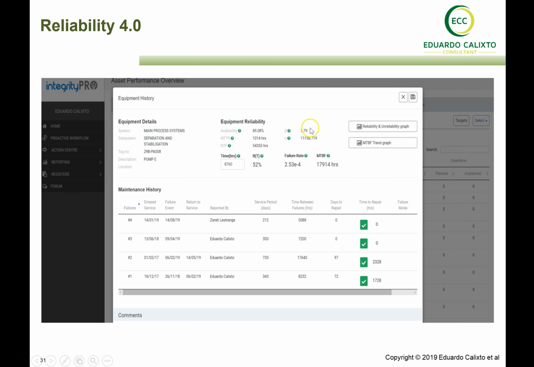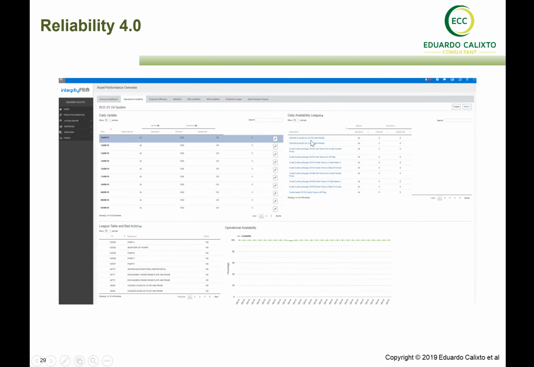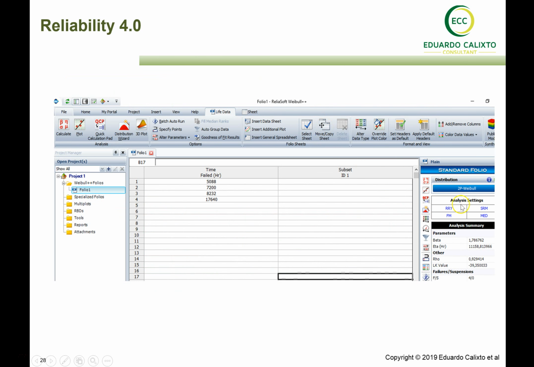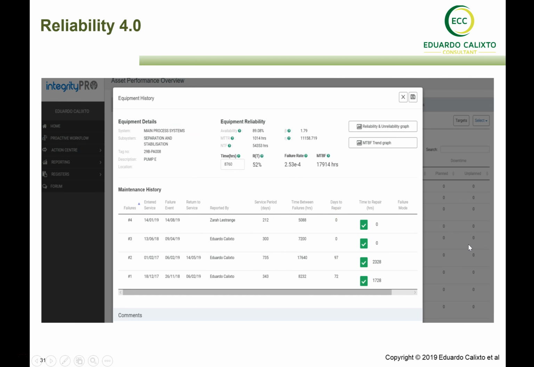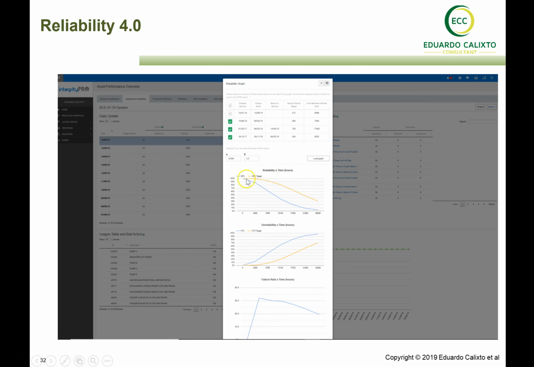So you can see here this beta and eta from the variable two parameters is similar to what we have here. Beta 1.786, 1.79, and eta 11,158. So exactly what we got here based on our prediction. Based on these two parameters, of course, now I can predict the reliability.